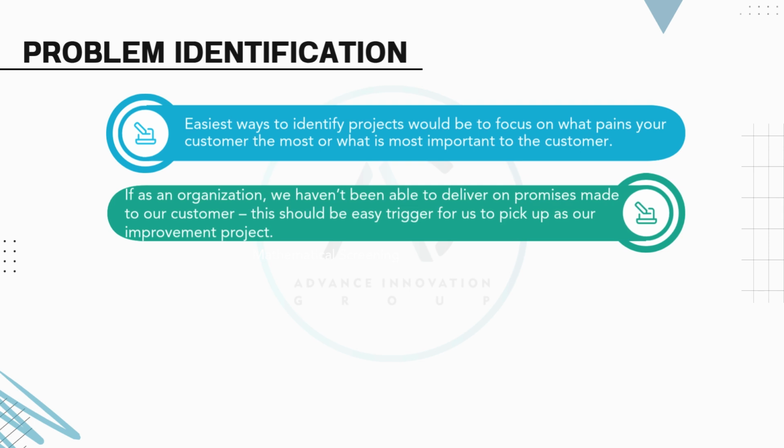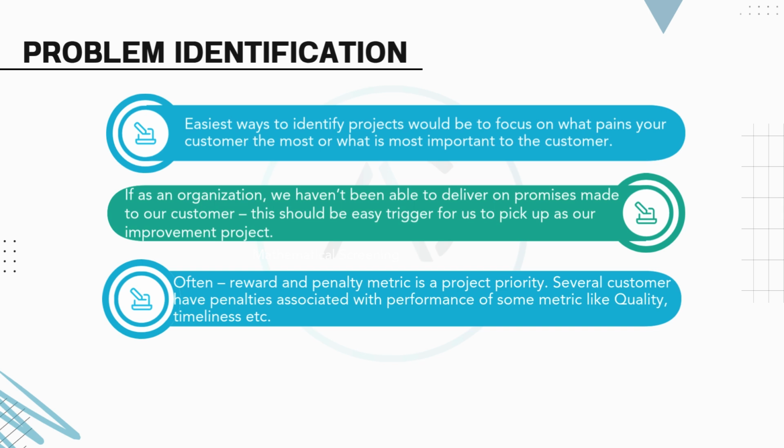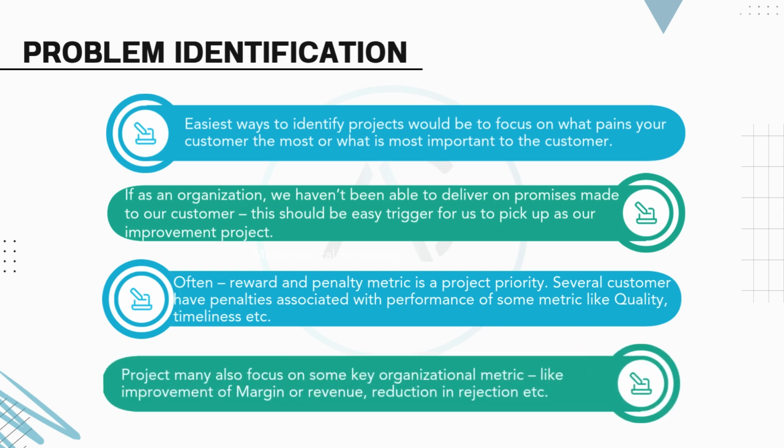If as an organization we haven't been able to deliver on promises made to our customer, this should be an easy trigger for us to pick up as our improvement project. Often, a reward and penalty metric is a project priority. Several customers have penalties associated with performance of some metric like quality, timeliness, etc. Projects may also focus on some key organizational metric, like improvement of margin or revenue, reduction in rejection, etc.